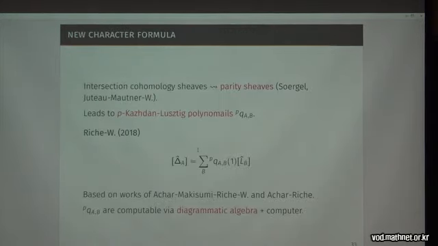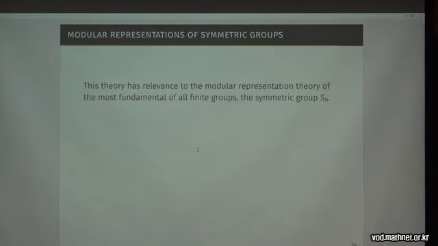And this theory on this slide also has direct relevance to the modular representation theory of what I believe is the most fundamental of all finite groups, namely the symmetric group. I said before that if you ask a question in modular representation theory, almost certainly we don't know the answer. And that's the case here. We have no idea about the modular representations of the symmetric group. It's kind of shocking. We know some things, but almost any question you ask, for example, what is the dimension of the simple module? We don't know.